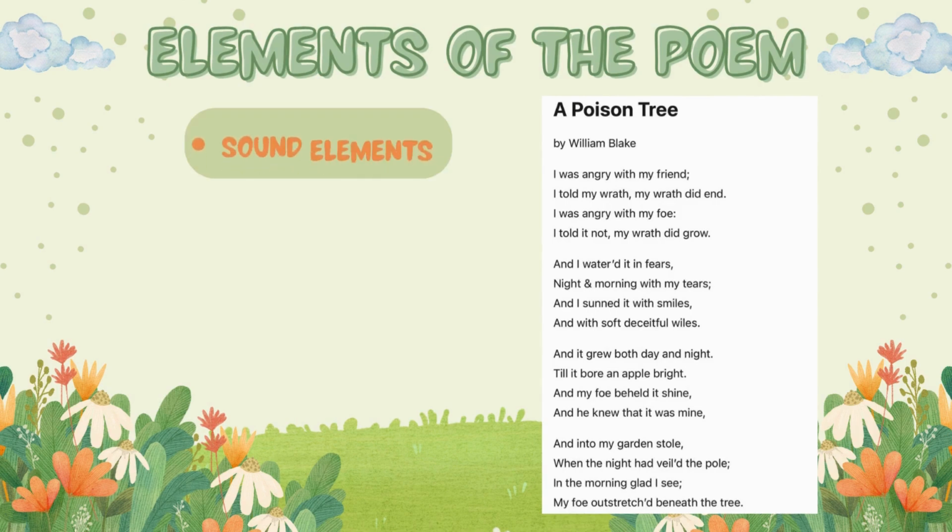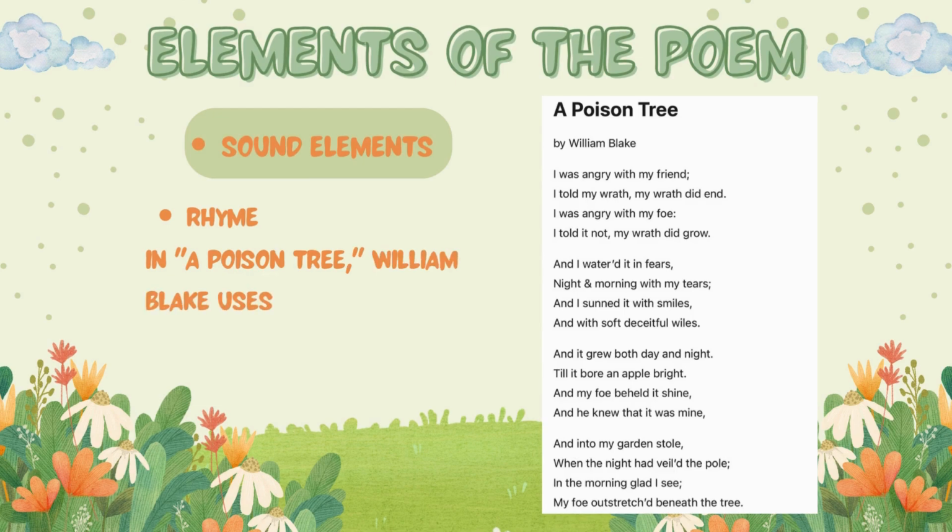The next is sound, and the first that we talk about is rhyme. In "A Poison Tree," Blake uses end rhyme with an AABB rhyme pattern. This means that in each stanza, the first and second lines rhyme with each other, and the third and fourth lines rhyme with each other. So let's break it down.